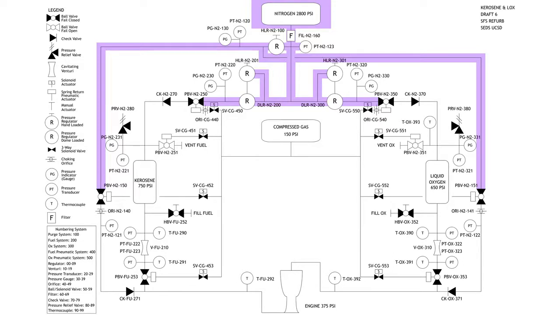And so that gaseous nitrogen is going to be pretty decently high pressured when it comes out of that bottle. So the first thing we do when it comes out of that bottle is that we have a stainless steel tube, because stainless steel can handle higher pressures than copper or aluminum.